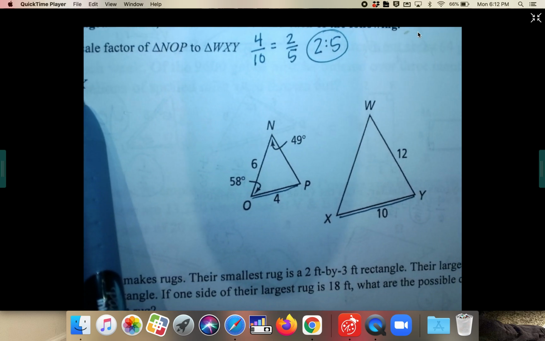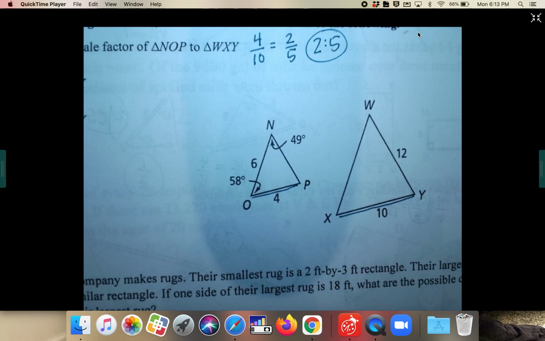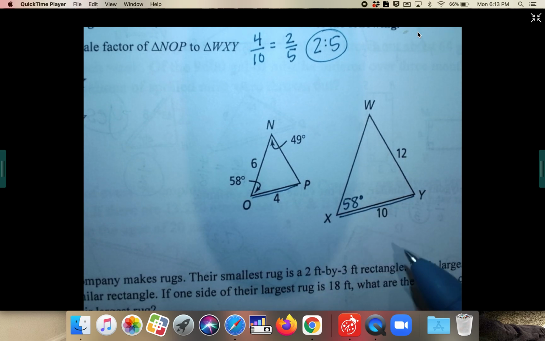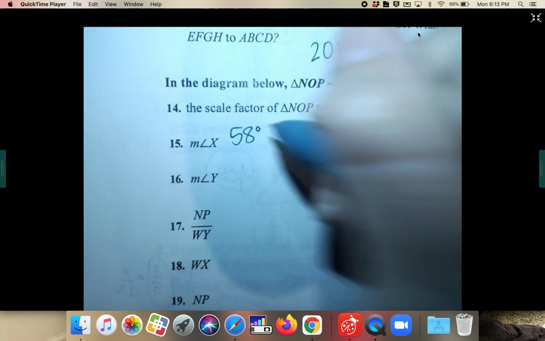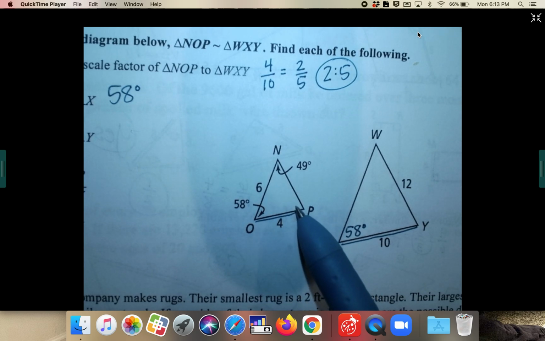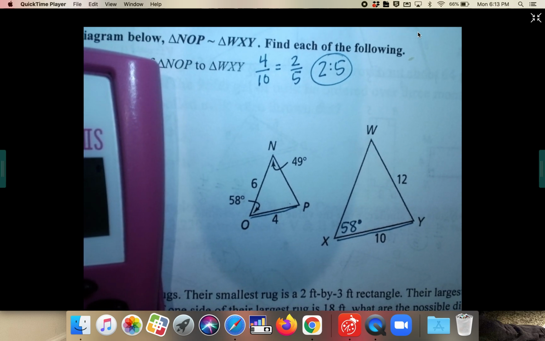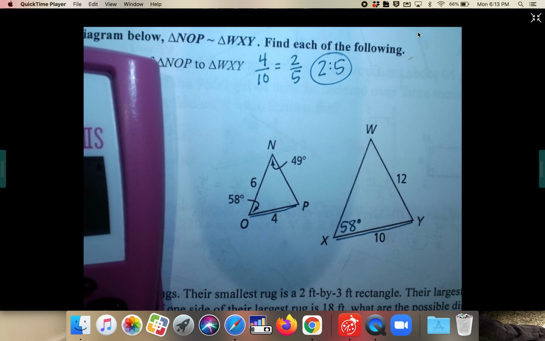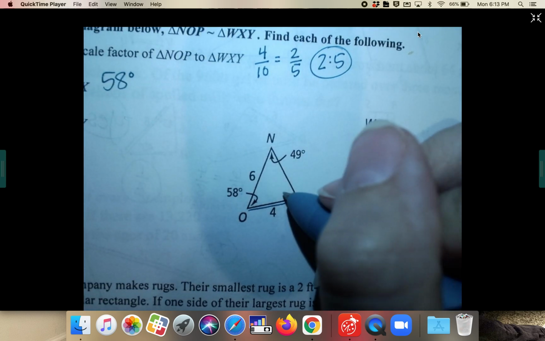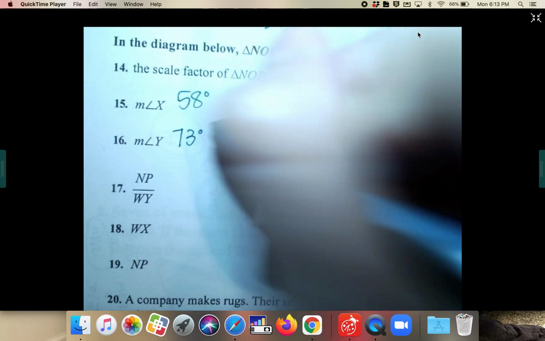Okay, the measure of angle X would be 58 degrees, because even though the side lengths are different, if they are similar, the degrees in each corner, in each vertex, is the same. So this one is 58 degrees. Measure of angle Y down here would be 58 plus 49 plus question mark equals 180. So we're going to take 180 in our calculator and subtract 49 and subtract 58. And I got 73. So this is 73, which means this is also 73. So measure of angle Y is 73 degrees.